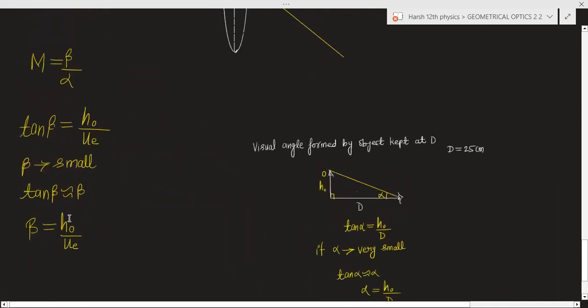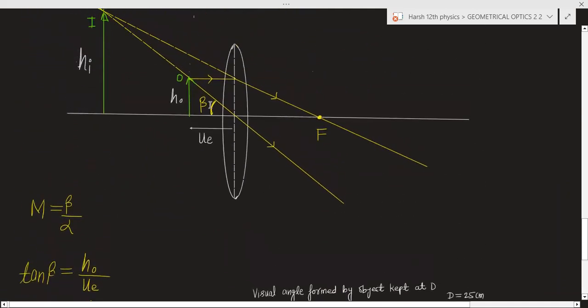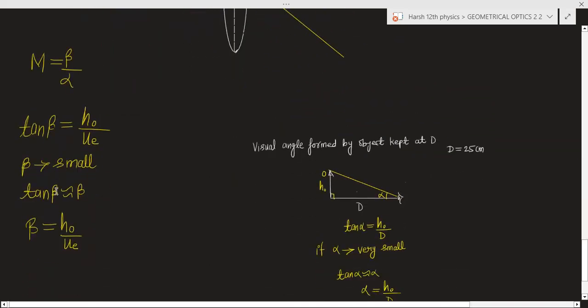So first understand this tan beta. I have calculated this tan beta from this triangle. So tan beta will be h naught by ue, perpendicular divided by base. And I told you we are taking this beta as a small angle. So if this beta is small, then we can write tan beta approximately equal to beta. Many times we have done this thing. So instead of tan beta, we can put beta, and this equation will become beta is equal to h naught by ue.